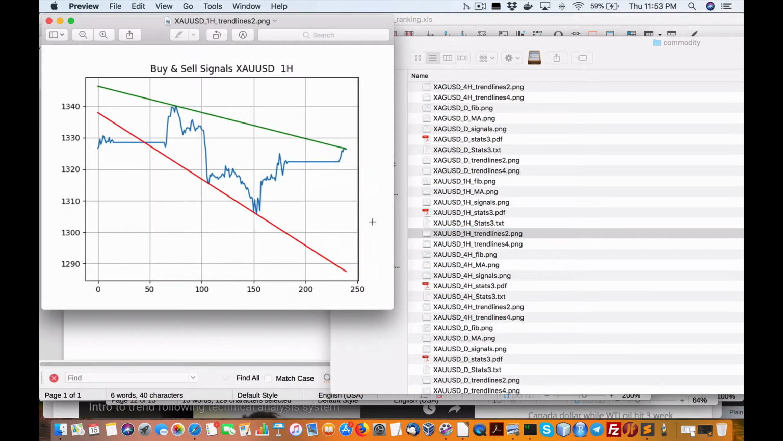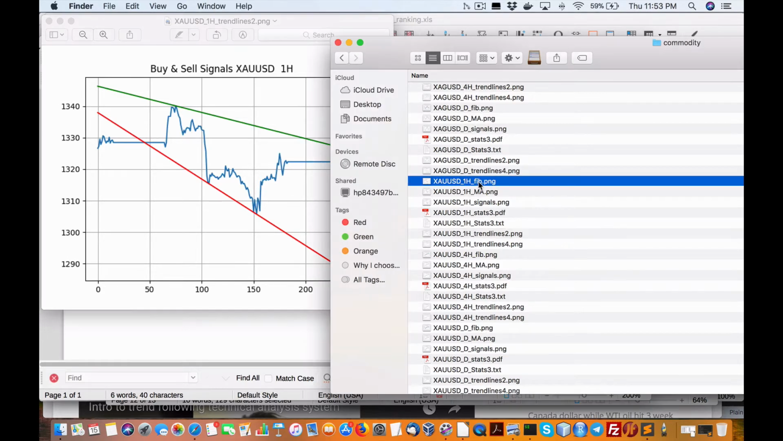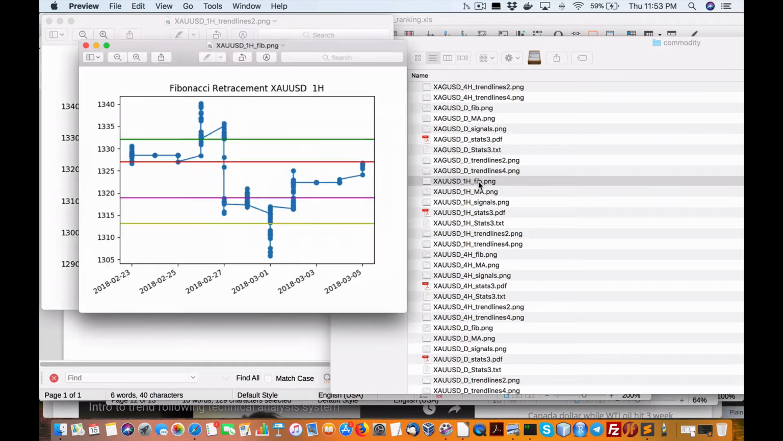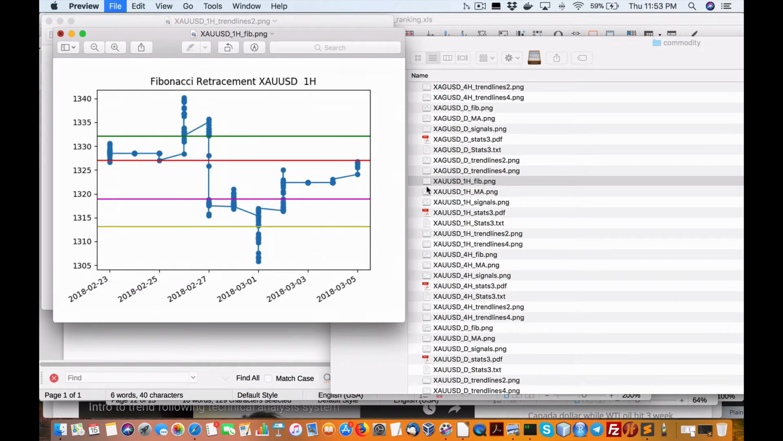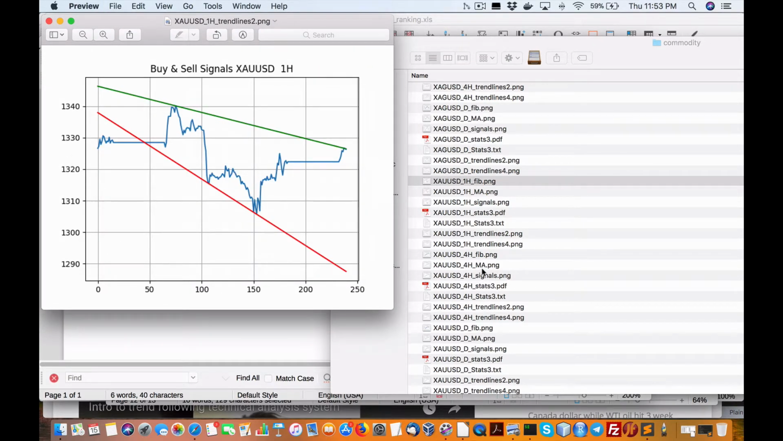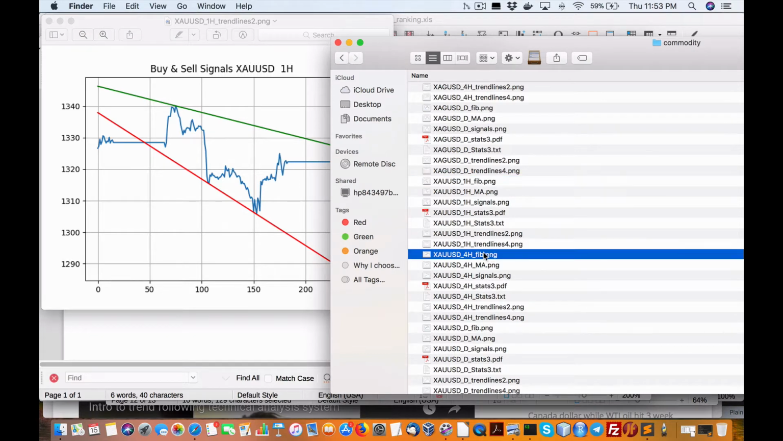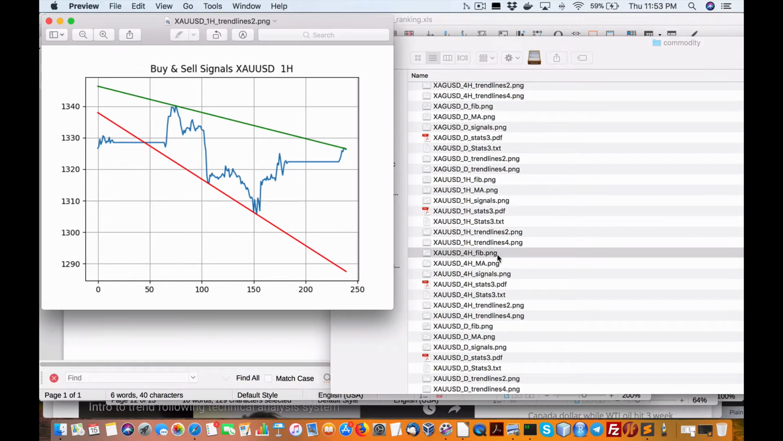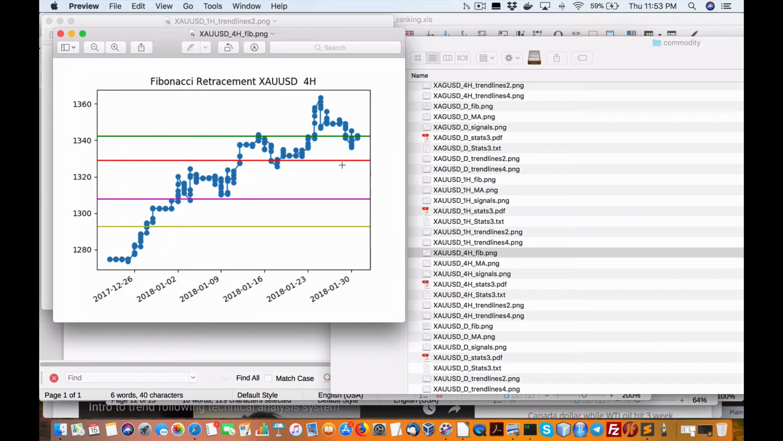These are the hourly. So again, 1310 to 1330. Let's see what the fibs are saying. It's priced nicely, but let's check out the 4-hour fib. Let's say it's slightly overpriced, but it's at that point.